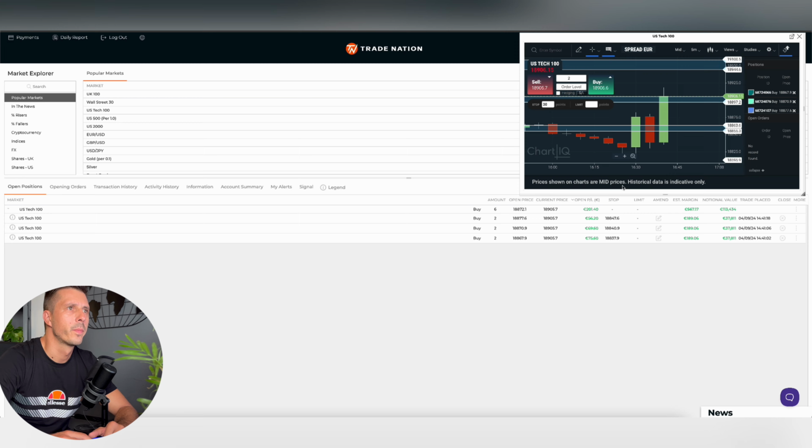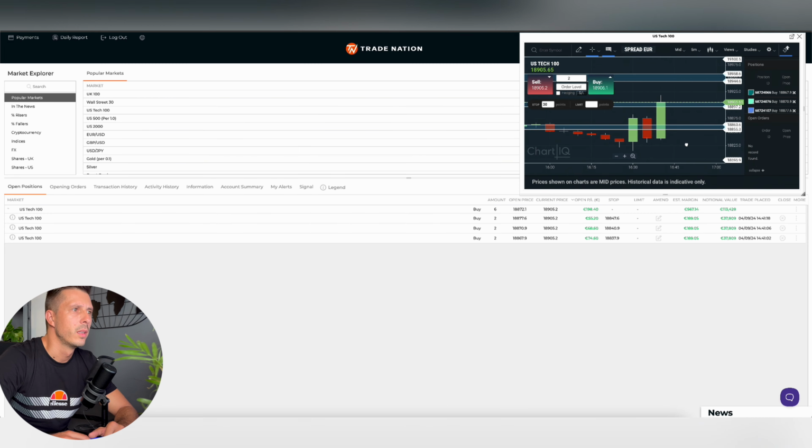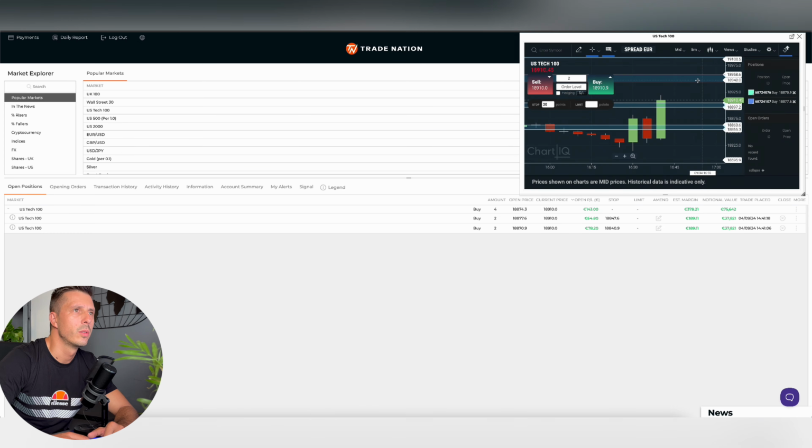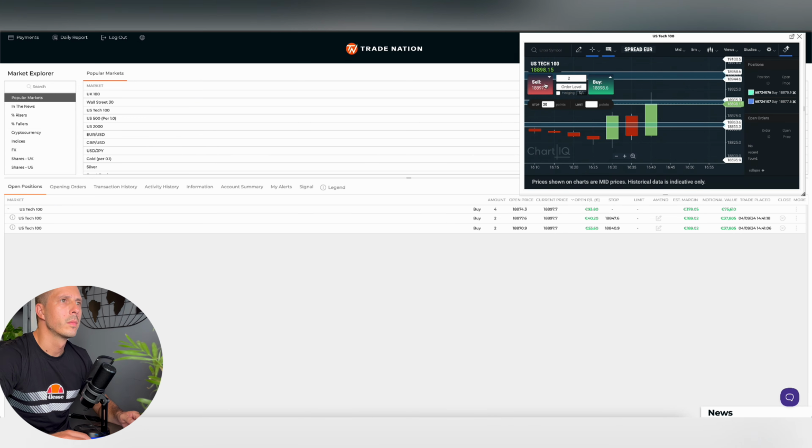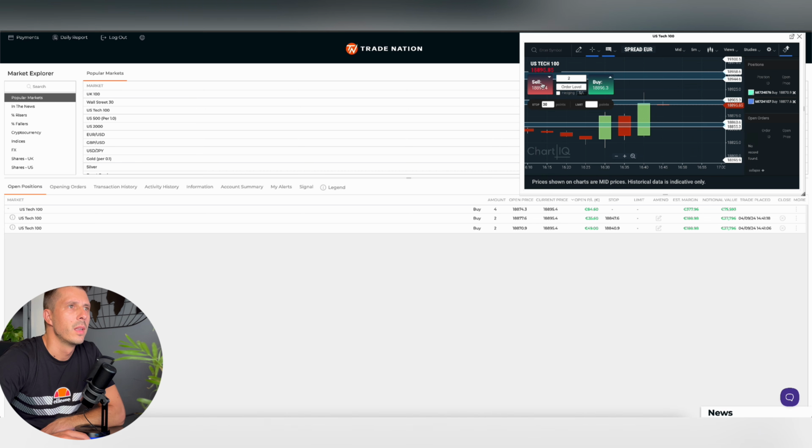Right. So we left 6 contracts in. We took off 4. One more push we need to sell the rest. There it goes. 2 more out. Come on. Let's see if it holds this level. Otherwise we will have to close the rest of the positions.